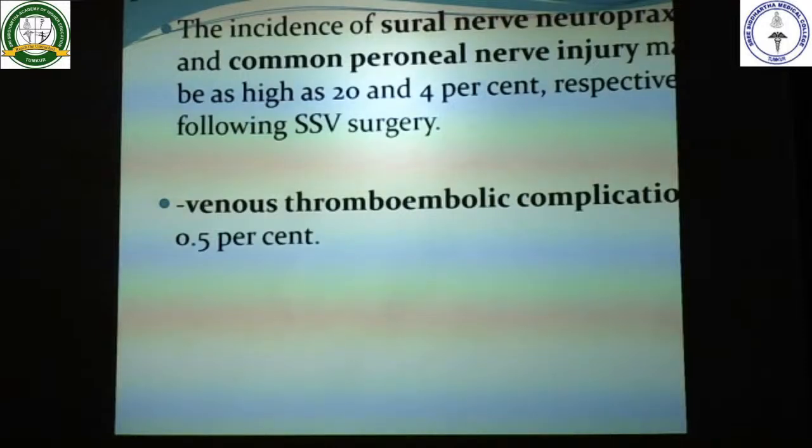And the incidence of sural nerve neuropraxia and common peroneal nerve injury may be as high as 20 and 4%, respectively, following short saphenous vein surgery, because the short saphenous vein is accompanied by the sural and common peroneal nerves. When you are doing surgery, the probability of injuring these nerves will be more. Then venous thromboembolic complications, but it is very less, it is 0.5%.